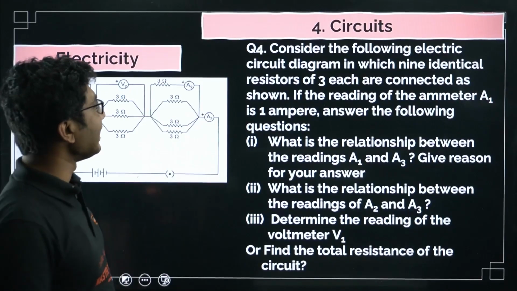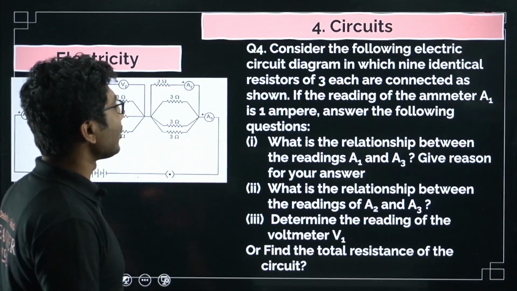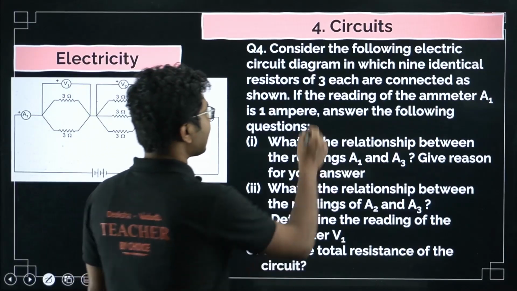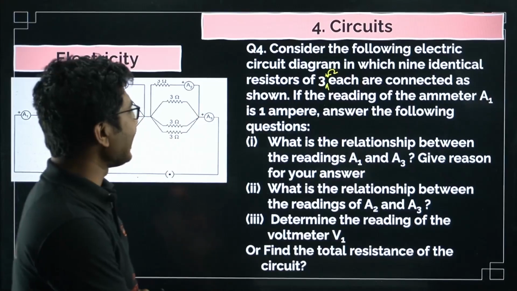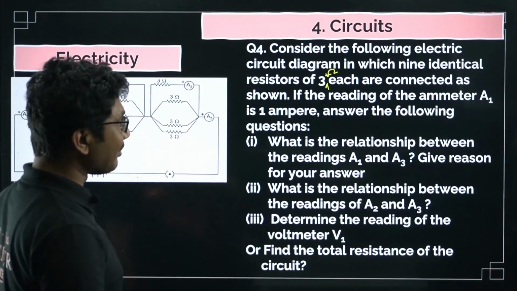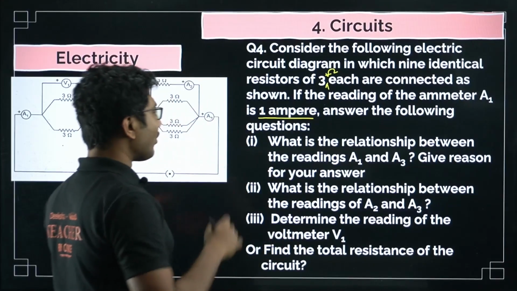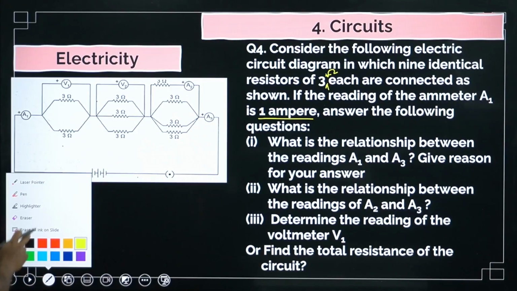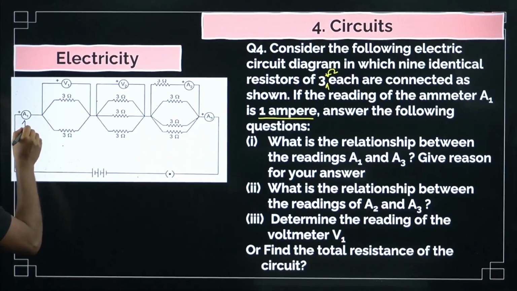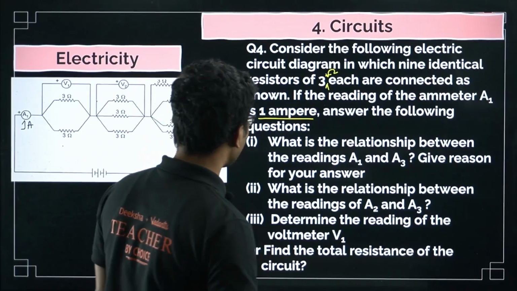Consider the following electric circuit diagram in which 9 identical resistors of 3 ohm each are connected. So 3 ohm is missing here, sorry. 3 ohm each are connected as shown. If the reading of the ammeter A1 is 1 ampere, answer the following questions. So this is the ammeter A1 and this is the 1 ampere current. Okay, so now you have to see and answer the following questions.